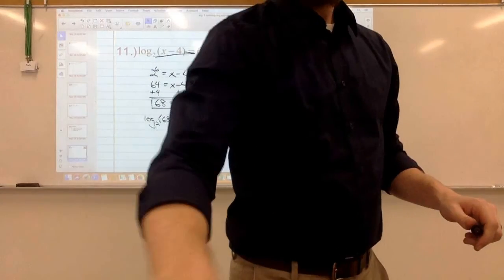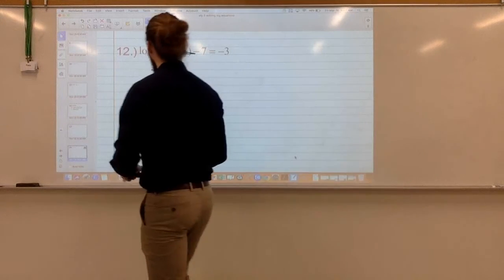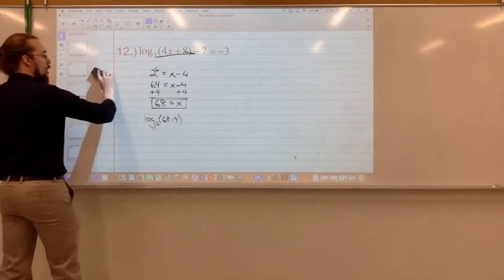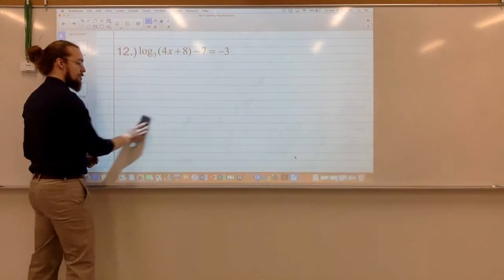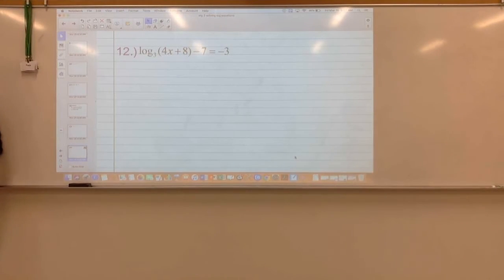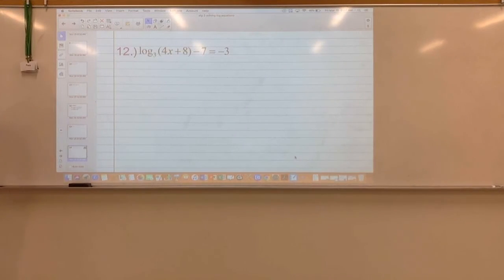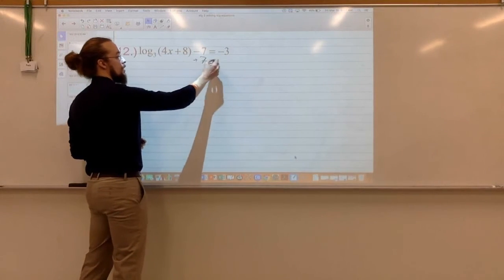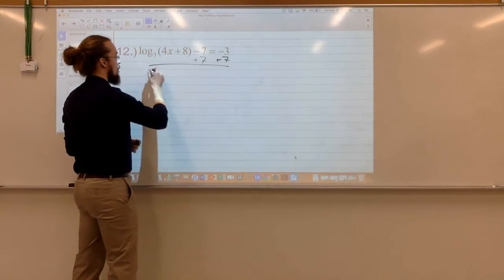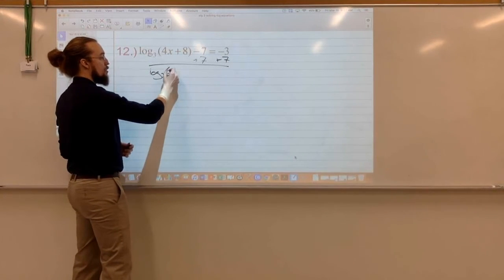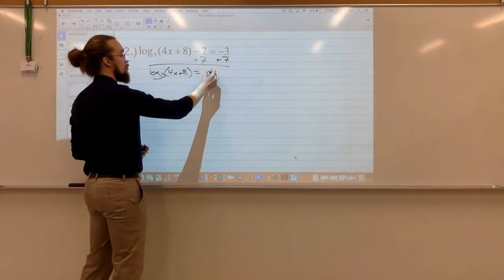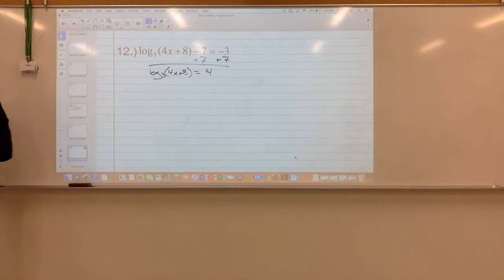Sure. All right, let's take a look at number 12 together then. On this one, the log is not isolated. I am subtracting 7 outside of the log, so let's add the 7 to the other side. That will isolate the log. So we would just get log base 3 of 4x plus 8 equals 4. Now the log is by itself. The log is isolated now.